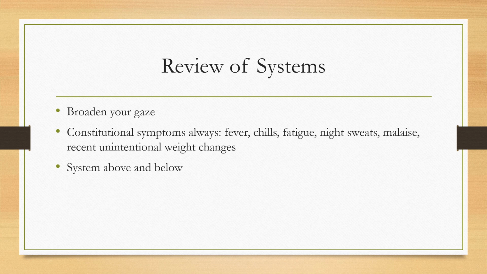So it's important that you always ask the constitutional symptoms, such as fever, chills, fatigue, night sweats, malaise, or recent unintentional weight changes. Okay, this helps you know whether this is a systemic problem or if it's more localized. And then at a minimum, you always need to talk about the system above and the system below. So in the chronic cough example, it'd be important to talk about head, ears, nose, throat symptoms, as well as GI symptoms.